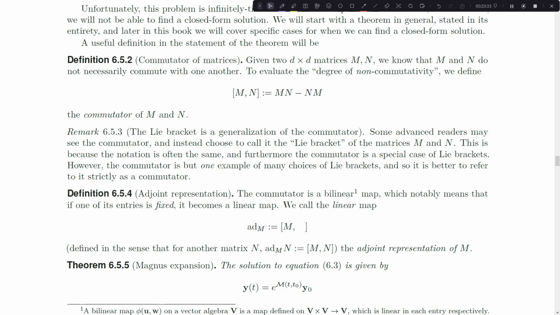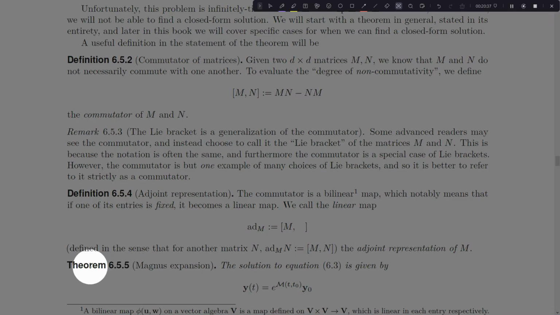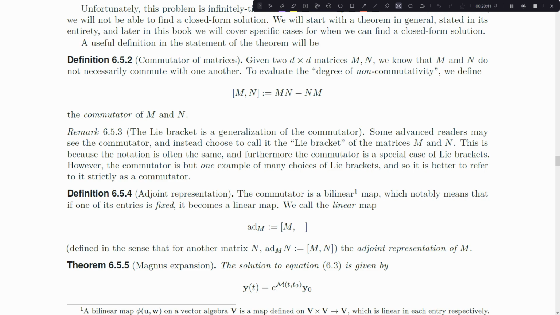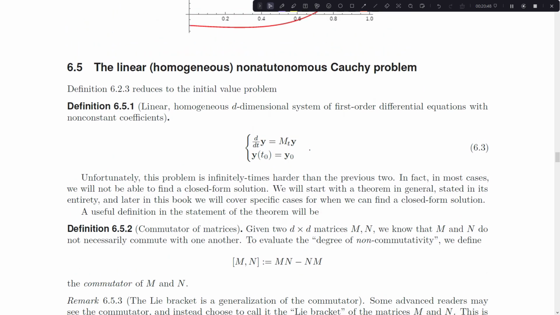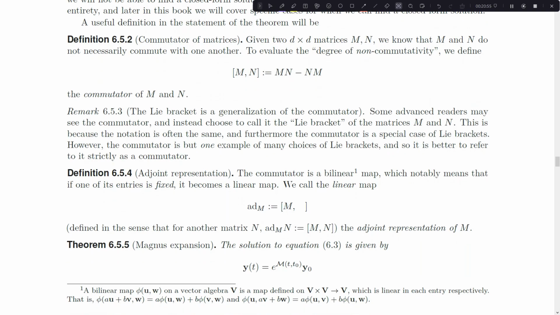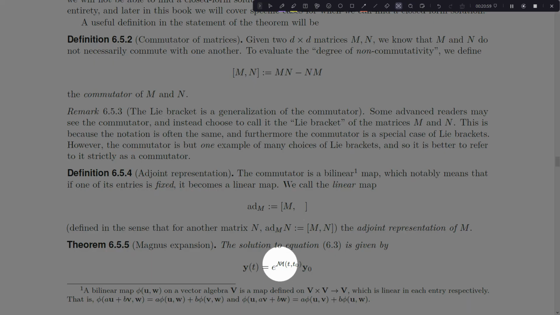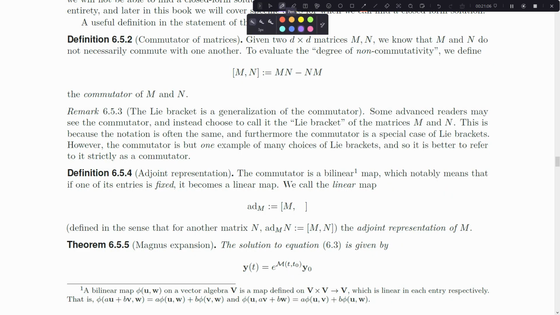And now we get to the point where we actually can develop a theorem which will solve our non-autonomous Cauchy problem. So I'm going to say that the solution to equation 6.3, which was our non-autonomous Cauchy problem, by this theorem is given by e to this script M, t comma t0, acted on the initial condition. Okay, so this looks very similar, right? How bad can it be? It's very similar to e to the tM, or even e to the (t minus t naught) M. So how bad can this actually be to solve the non-autonomous system?